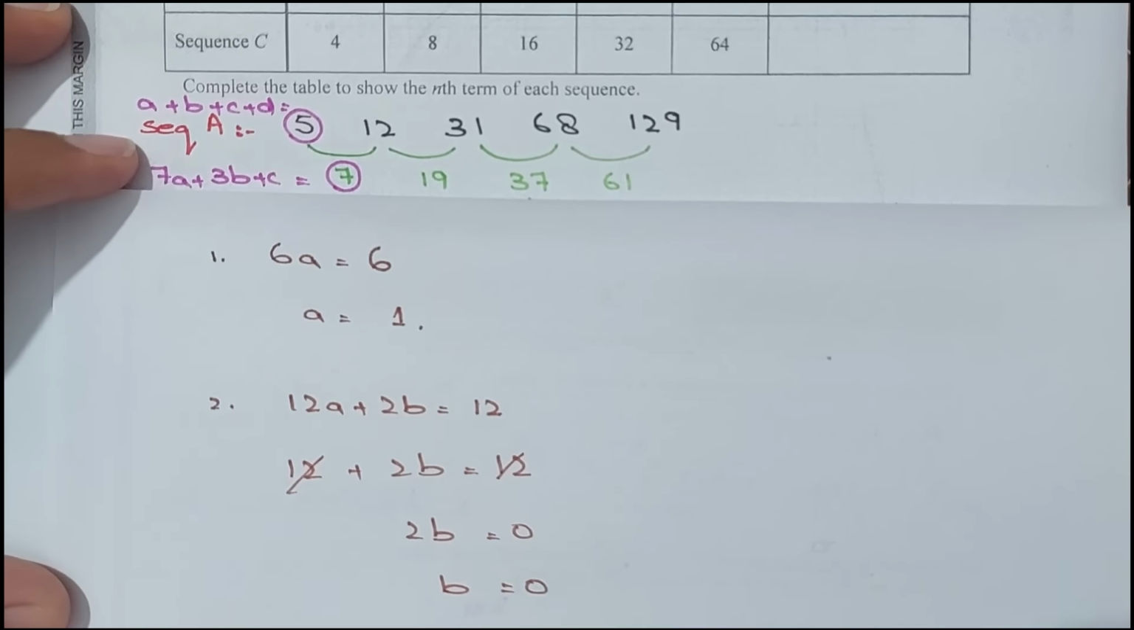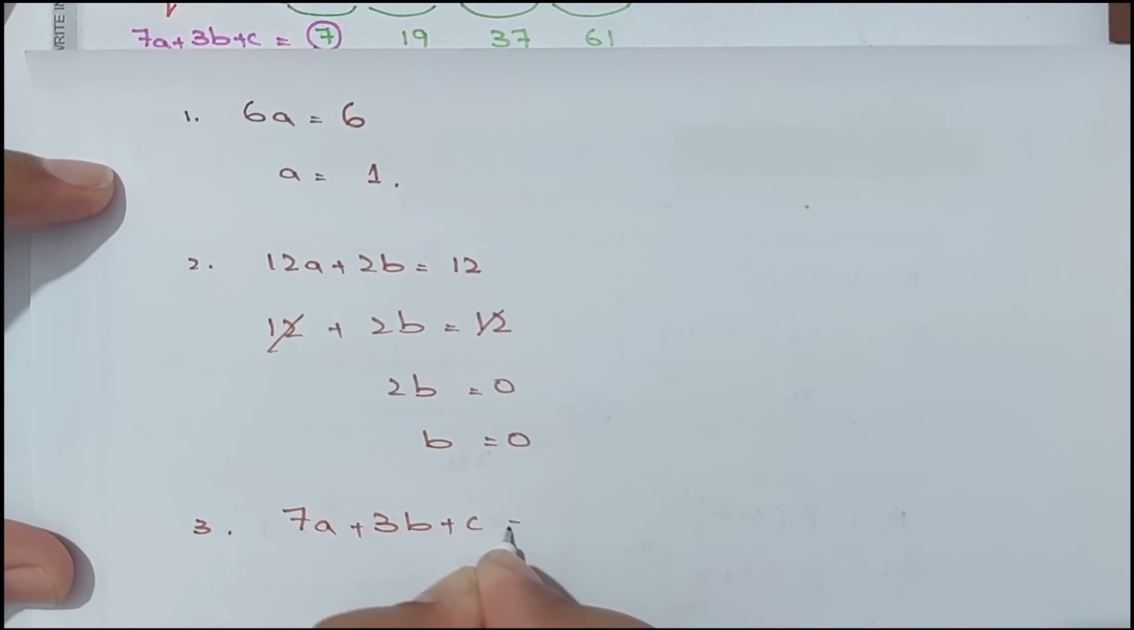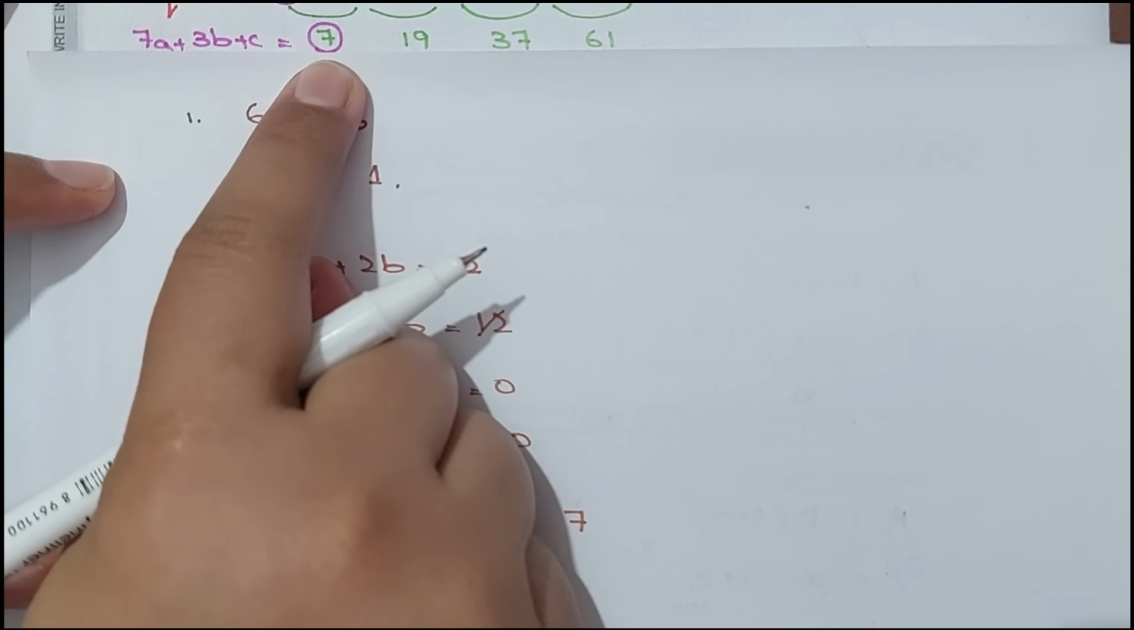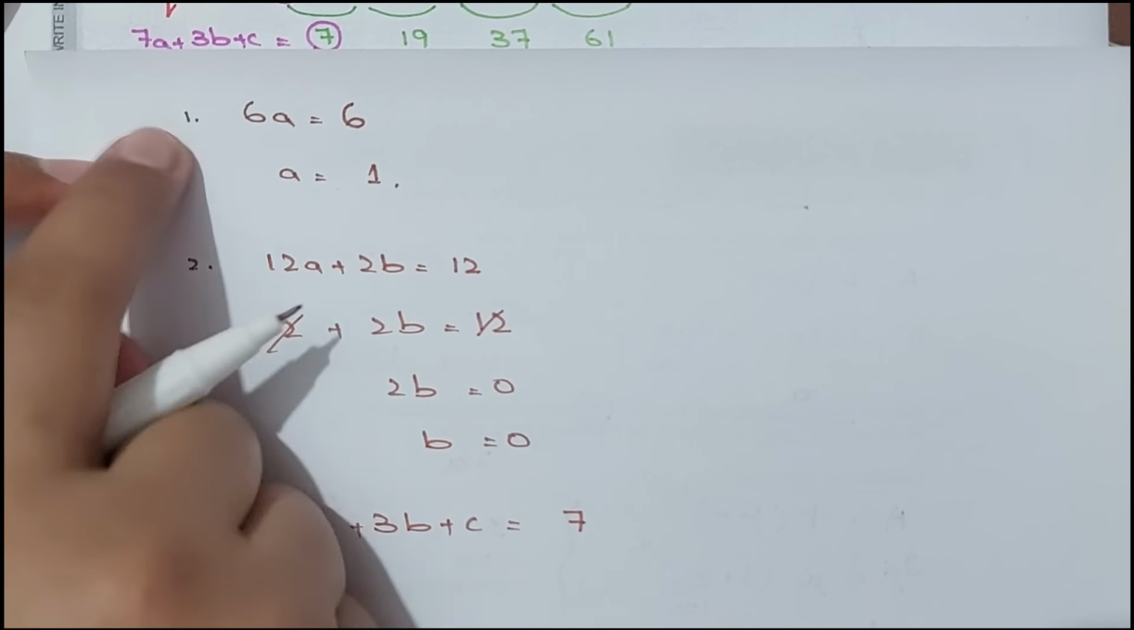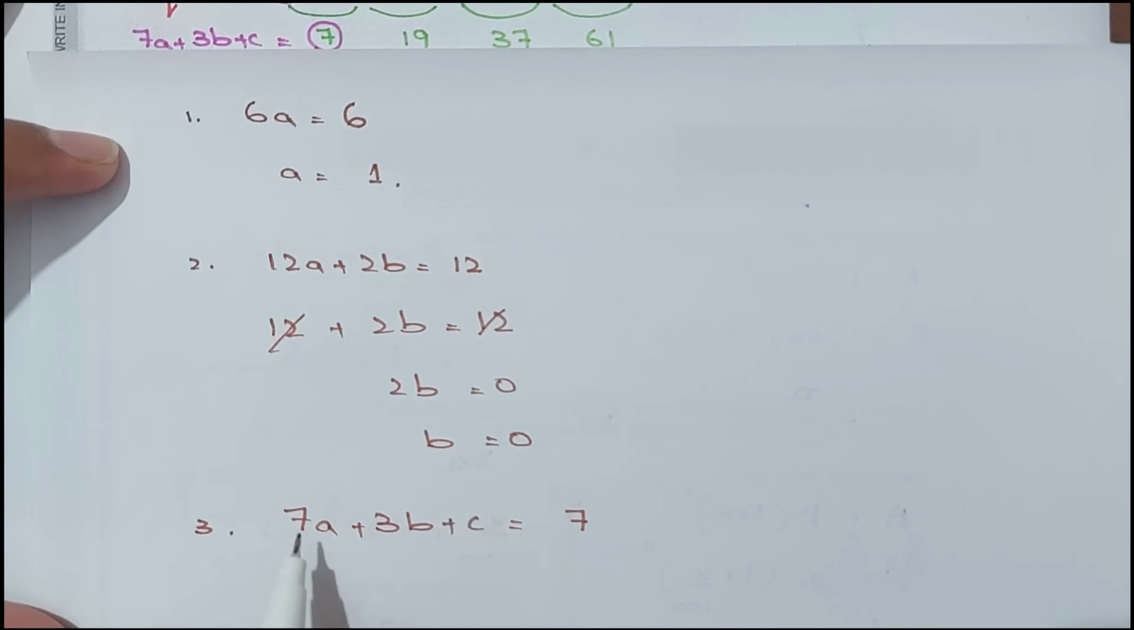Now the third equation is 7a plus 3b plus c equals 7, the first term of the first difference. So these are the standard equations. You can also memorize these equations. You must learn these. Okay, so a value is 1, so 7, b value is 0, and the c equals 7. So 7 is cancelled with 7, c value is 0.